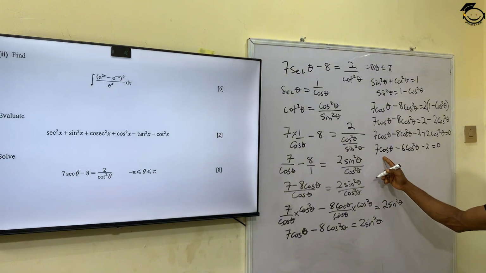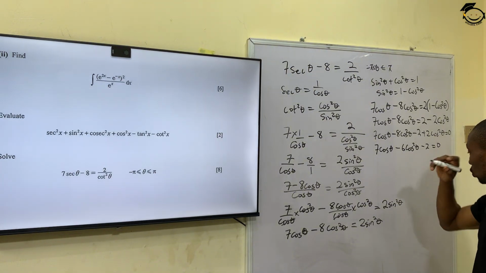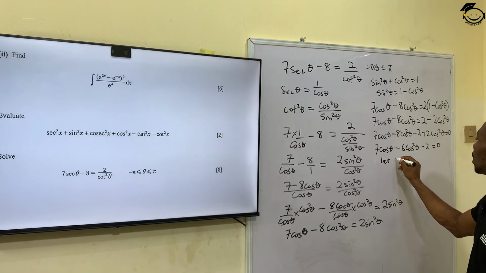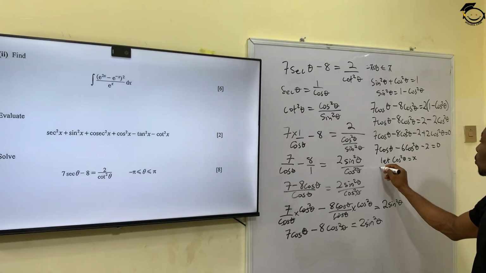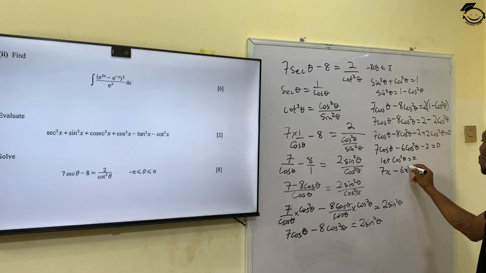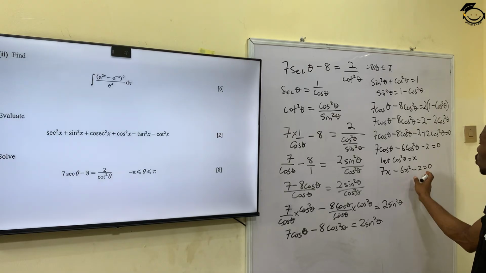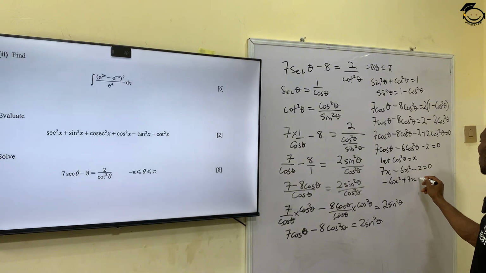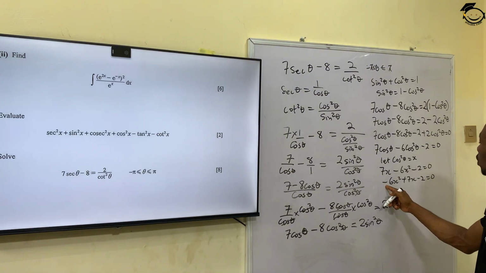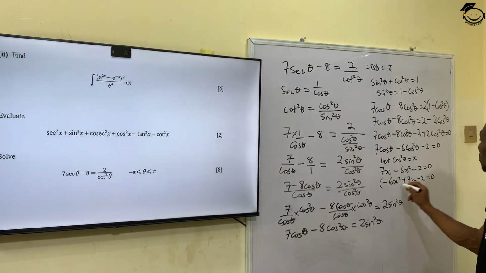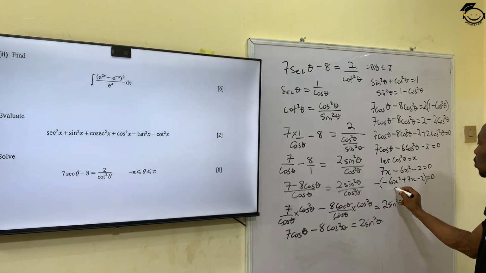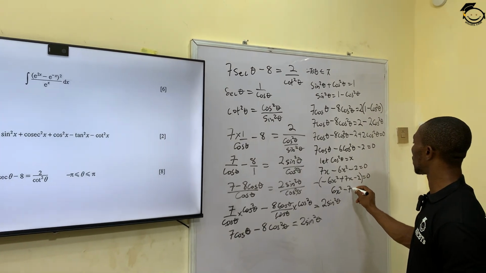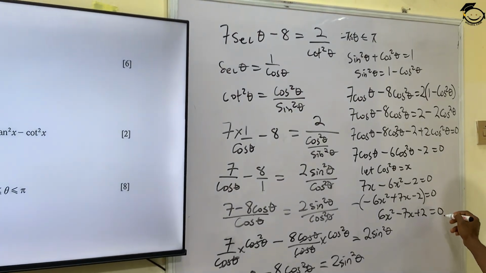Now from here, we can see we have a quadratic equation. So we can say let cos theta equals x. So replacing with x, this becomes 7x minus 6x squared minus 2 equals 0. So bringing this forward, minus 6x squared plus 7x minus 2 equals 0. In order to eliminate this negative, we multiply by a negative. So minus and minus will give us a plus 6. This becomes 6x squared minus 7x plus 2 equals 0.